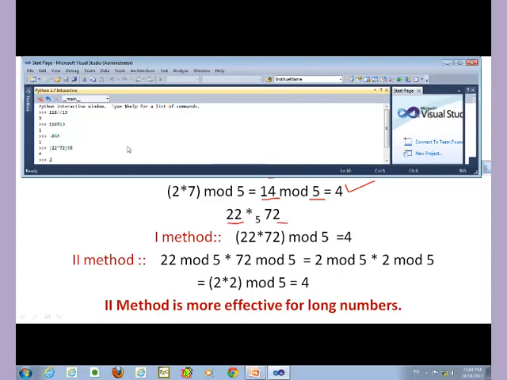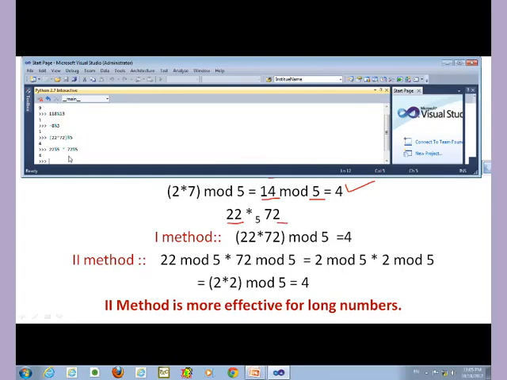And the same thing we can do here: 22 percent 5 into 72 percent 5. So this is again 4. In both ways we can do this computation.